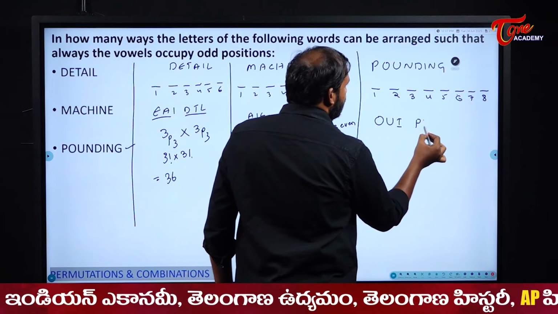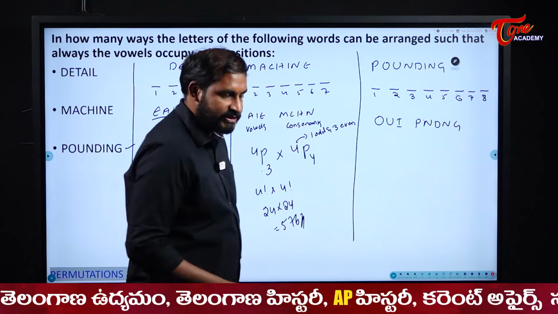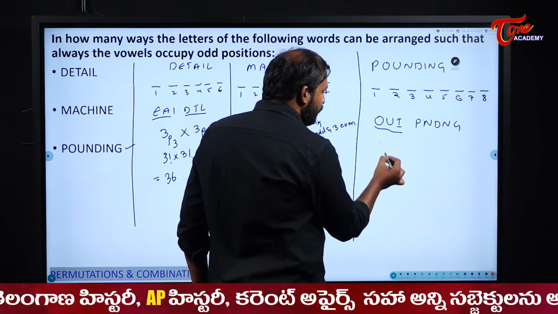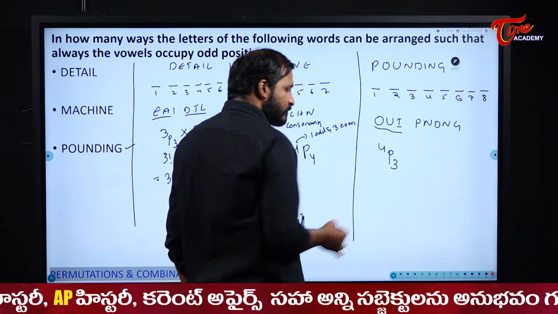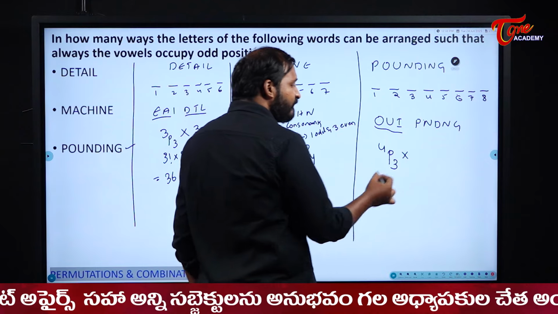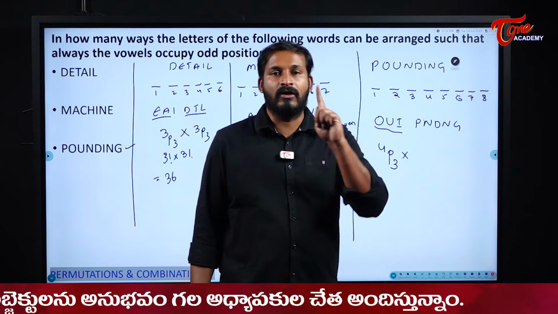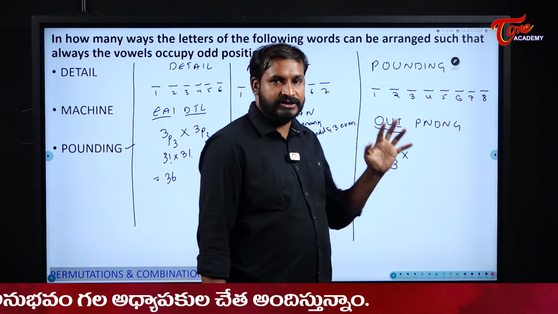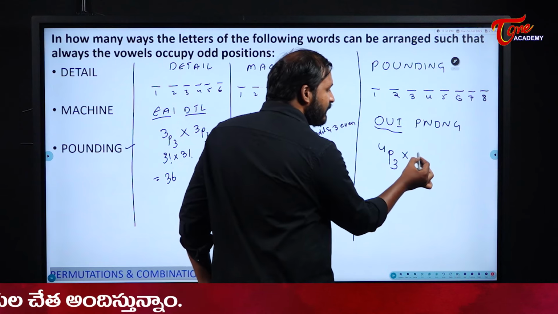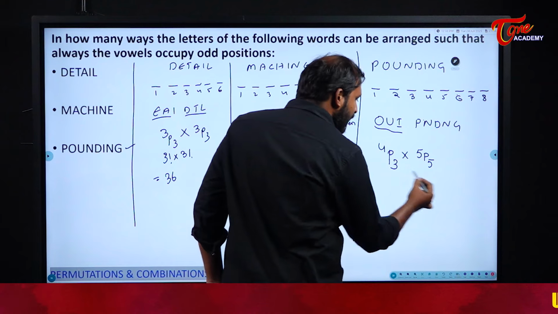P, N, D, N, G. They are what? Consonants. So first of all, in those 4 odd positions, I need to fill 3 vowels. So 4P3, right? Good. And after filling them, how many are left for me? 4 even and 1 odd position. That means overall 5 positions should be filled by 5 consonants. In how many ways can I fill them? 5P5 ways.